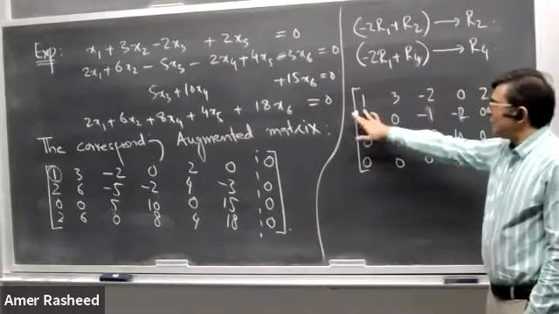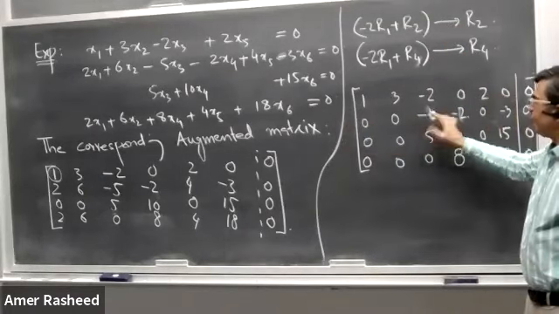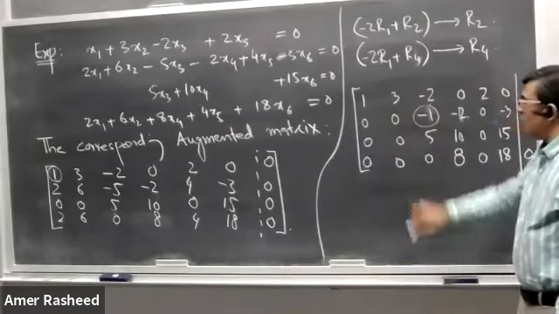Now, this is 1. In the next row, the first non-zero entry is here. We have to make it 1.